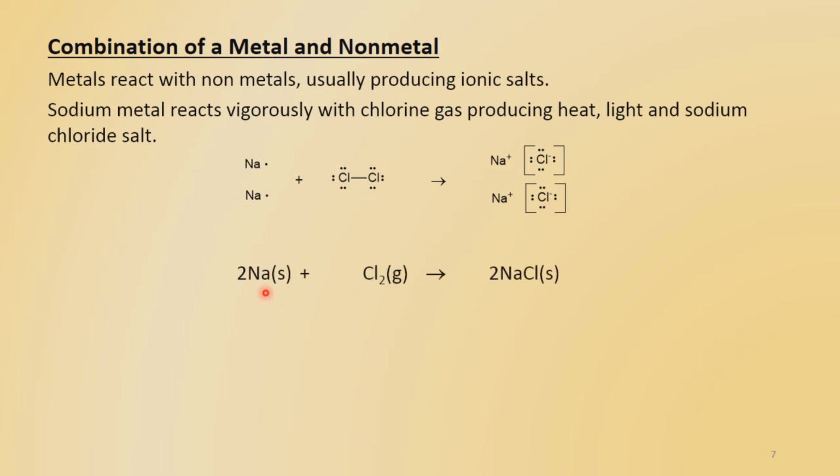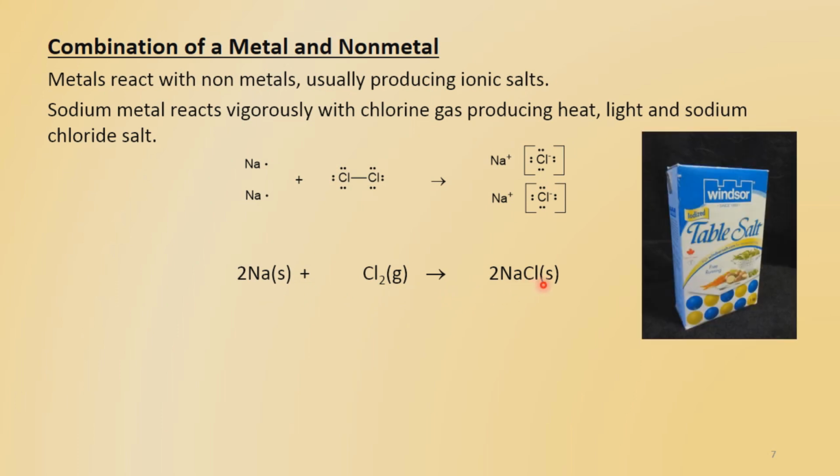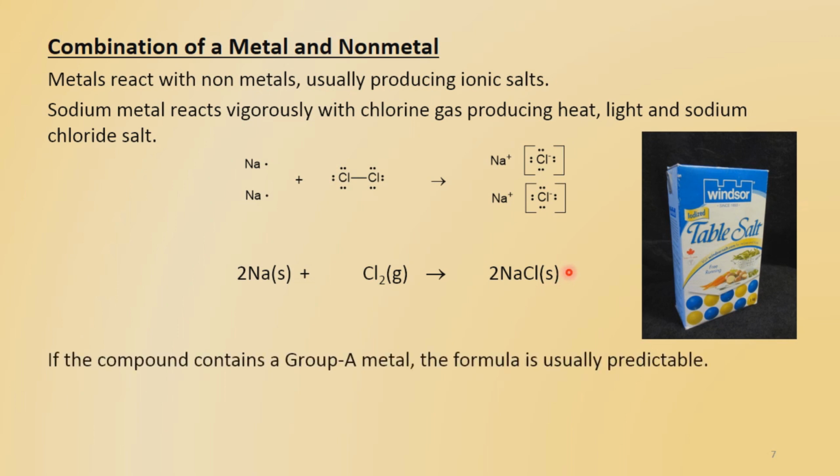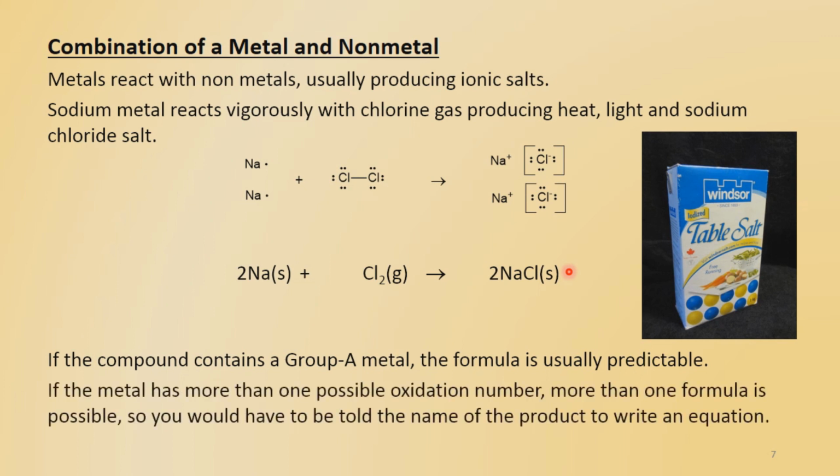Simply 2Na plus Cl2 produces 2NaCl. And here we're talking about the formation of good old table salt, sodium chloride. If the compound contains an A group metal, then the formula is usually predictable because most of the A group metals have only one oxidation number. But if the metal has more than one possible oxidation number, then more than one formula is possible, so the student would have to be told the name of the product to write the equation.